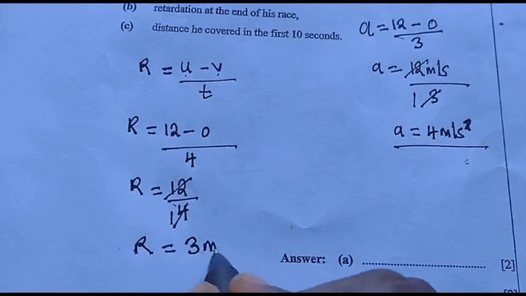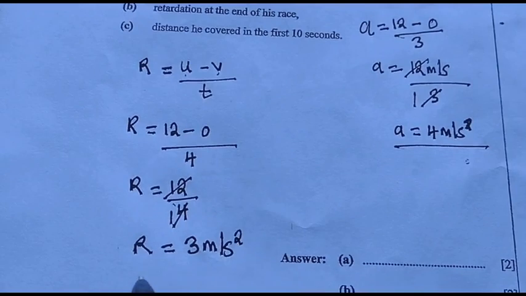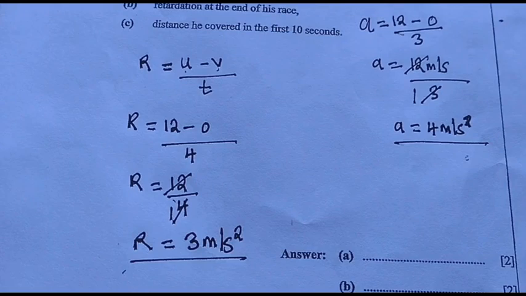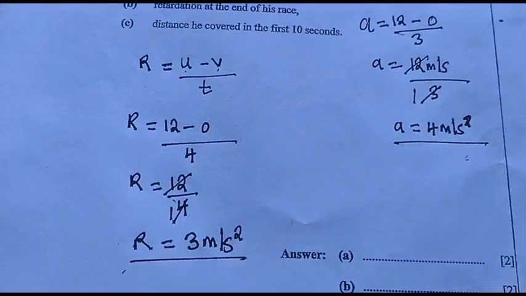3 meters per second square. This will be our retardation. Okay. So if they had asked you to find the acceleration at the end of the race, it will be a negative acceleration. Okay. So this is our retardation and this is our acceleration.